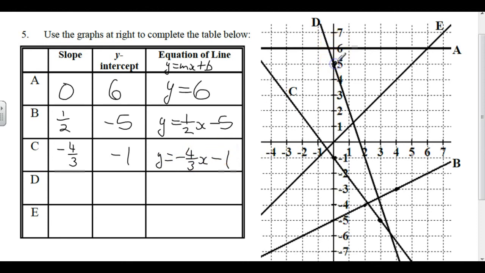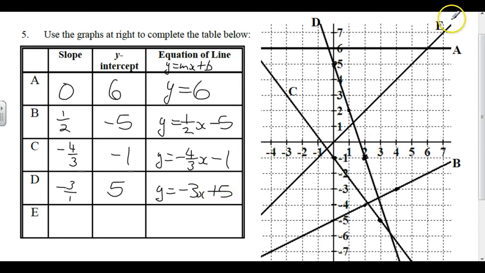D. Y-intercept is 5. Slope. Well, it looks like a point there, so I'm going down 6 and over 2, which means I could have just gone 1, 2, 3 down and over 1. It's a negative slope. 3 down, 1 over. Y is equal to -3x plus 5.